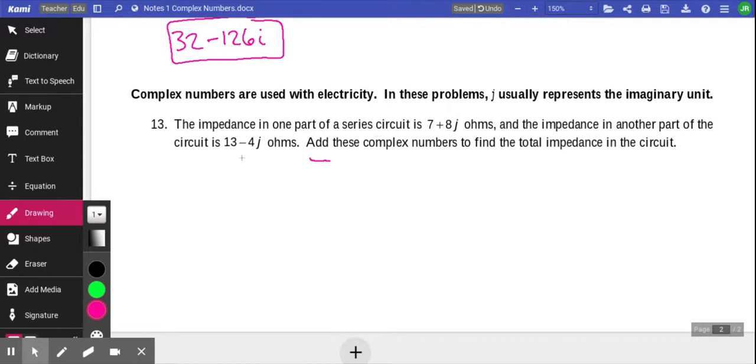So 7 plus 13, the real numbers, that's going to give me positive 20. And then 8 plus a negative 4, that's going to give me 8 minus 4, which is positive 4. And then that's the imaginary part. So they use the letter j to represent the imaginary unit. So this is going to give me 20 plus 4j. And then this is representing my total impedance, which is measured in ohms.